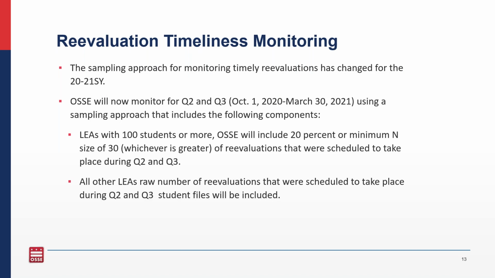So we also made one change to our reevaluation timeliness monitoring that really will only affect a few of our larger LEAs. If your LEA had 100 or more reevaluations take place during the timeline of Q2, Q3, then OSSE will be taking a sampling approach to issuing findings to your LEA. So the purpose of this is purely to reduce the burden on LEAs so that they can focus on practicing compliance within their LEA and reducing the burden of these administrative tasks within DC CATS. Next slide, please.